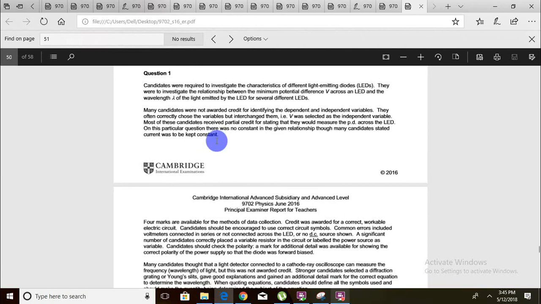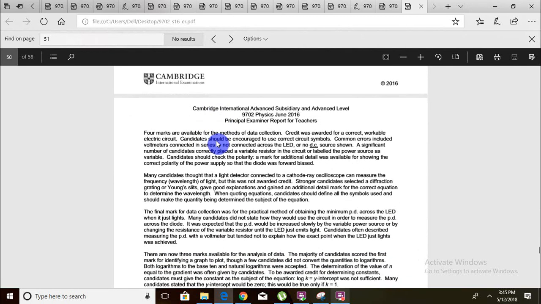4 marks are available for data collection: correct workable circuit, correct circuit symbols, voltmeters connected in series, not across, or no DC source shown. A significant number of candidates correctly placed a variable resistor in the circuit or labeled the power source as variable. Candidates should check the polarity. A mark for additional detail was available for showing the correct polarity of the power supply such that the diode was forward biased.